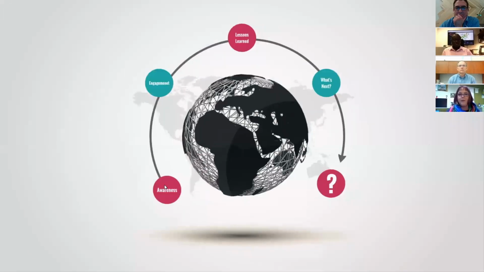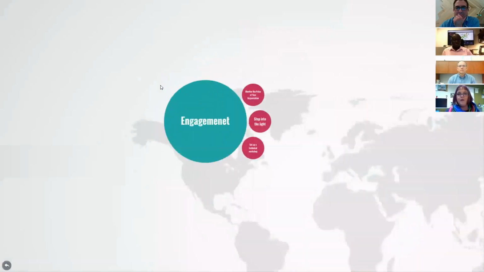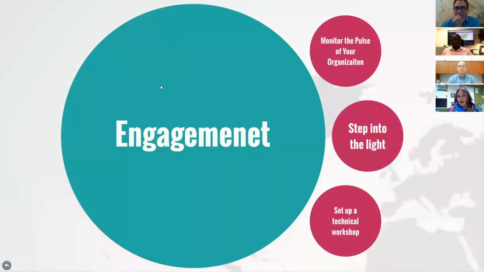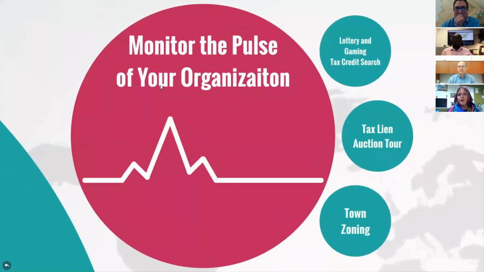So now we move on to the engagement. So now you know everything there is to know about GIS and all of the spatial analytics that you can do, right? Okay, maybe not. But you do want to start doing some engagement. So the first thing you want to do is monitor the pulse of your organization.